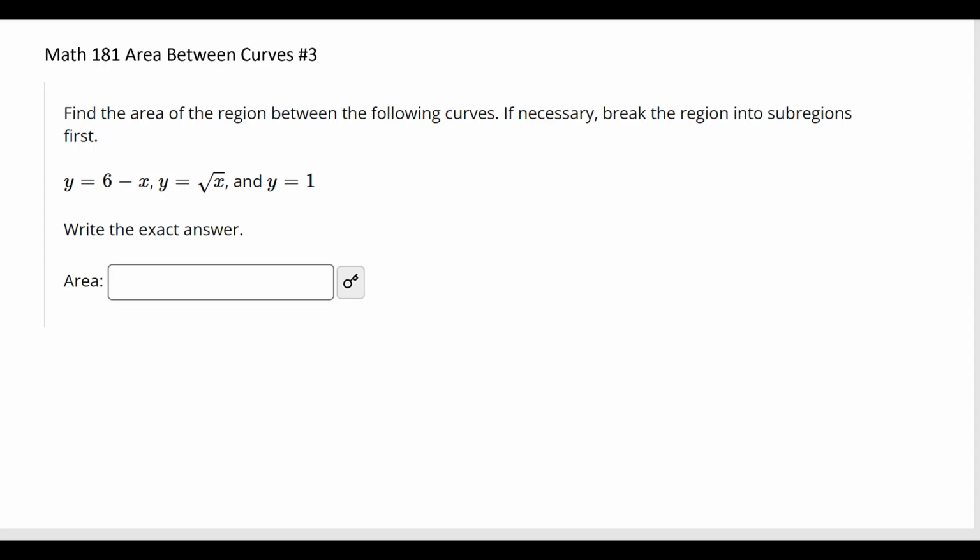Okay, for this problem, we're doing the area between curves. It's number 3. It says find the area of the region between the following curves. If necessary, break the region into subregions first. So we have y equals 6 minus x, y equals the square root of x, and y equals 1.